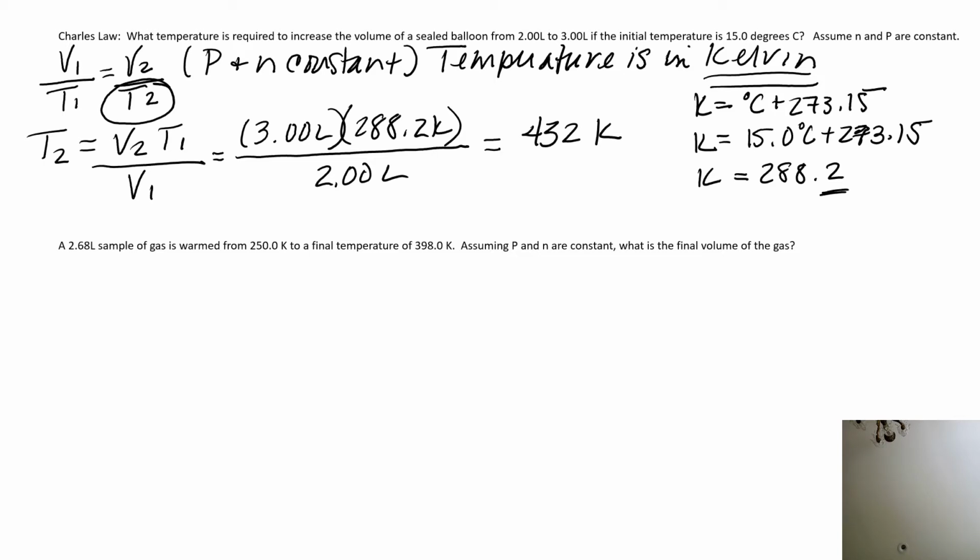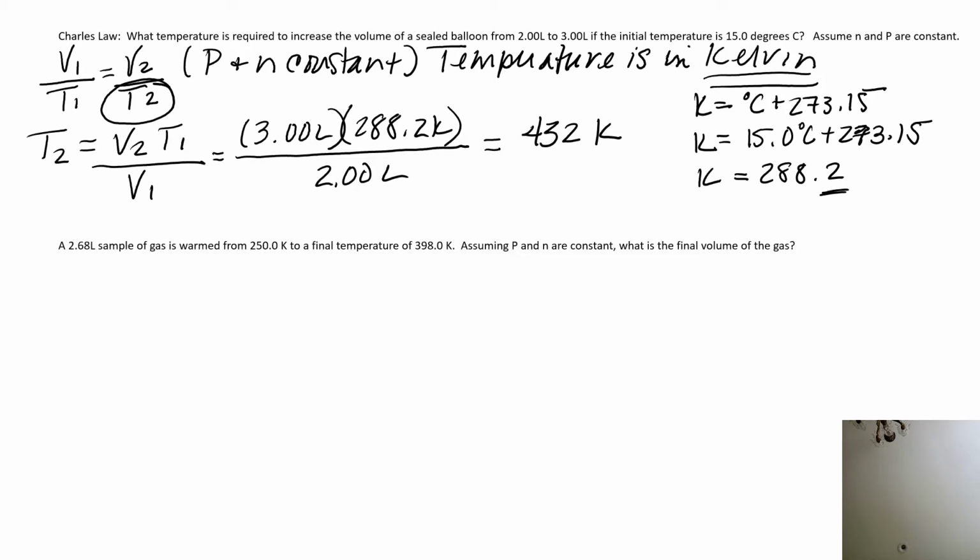So notice that to increase the volume by 1.5, which is what we've done, the temperature in Kelvin must also increase by 1.5. And as expected, because volume is directly proportional to temperature in Kelvin, but not in degrees Celsius.